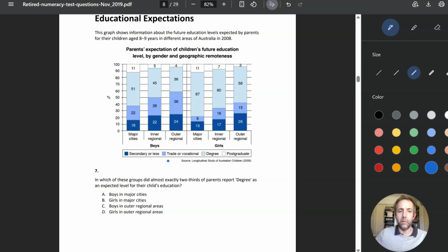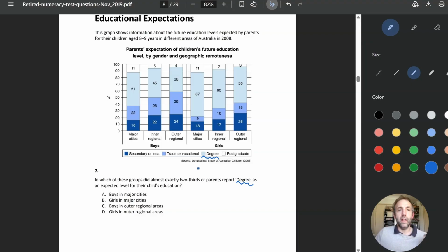This bit lighter blue is trade or vocational, and then so on and so forth. The lightest, where it's just pure white, is postgraduate. And it says, in which of these groups did almost exactly 2/3 of parents report degree as an expected level for their child's education? So where it says degree, we're just going to focus on this part here because that's what we're looking for. And we're looking for 2/3.